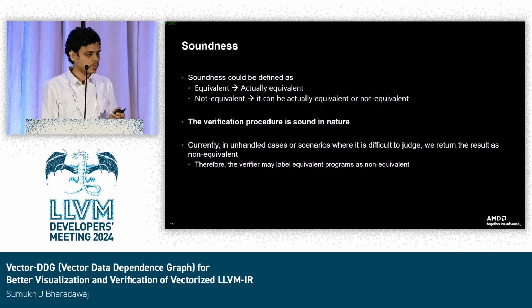However, the non-equivalent part is due to the fact that there are certain special instructions in the vector DDG, such as the shuffle instruction, extract element, and insert element, for which there is no correspondence in the scalar DDG. Even though we handle these special instructions, there could be other anomalies or other combinations of instructions that could be difficult to judge, and it would require further reasoning from our side to ensure that the two graphs are actually equivalent. Hence, in those cases, we return the result as non-equivalent, thereby making our verification a sound procedure.